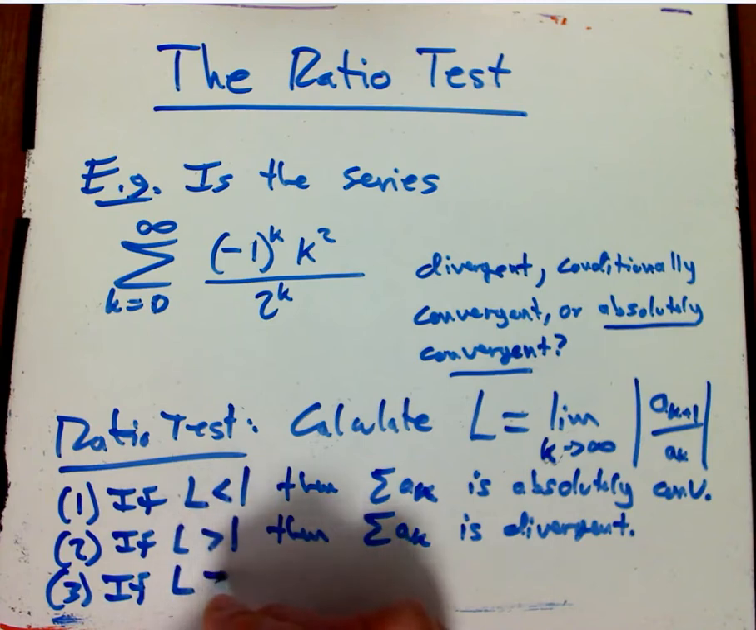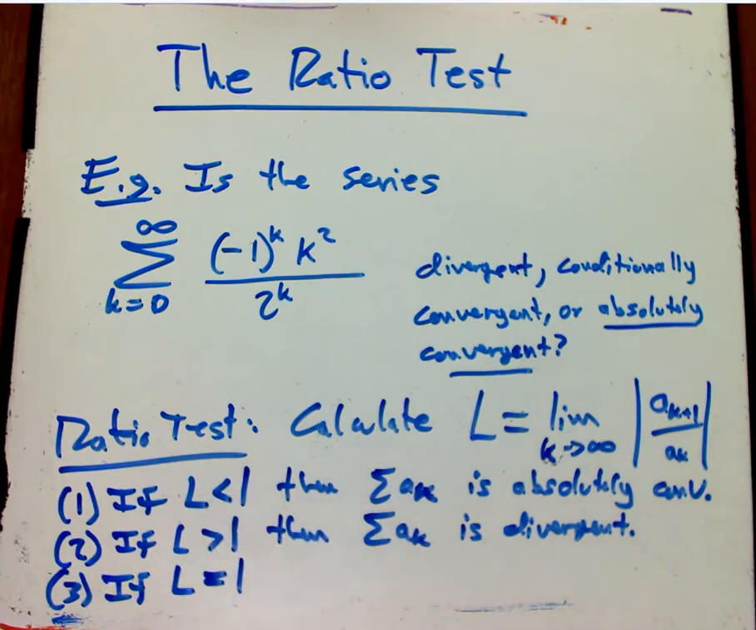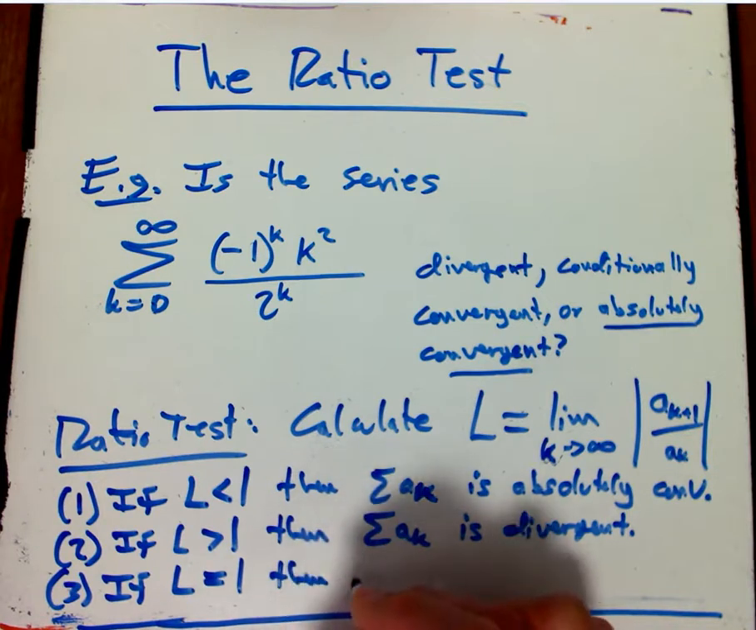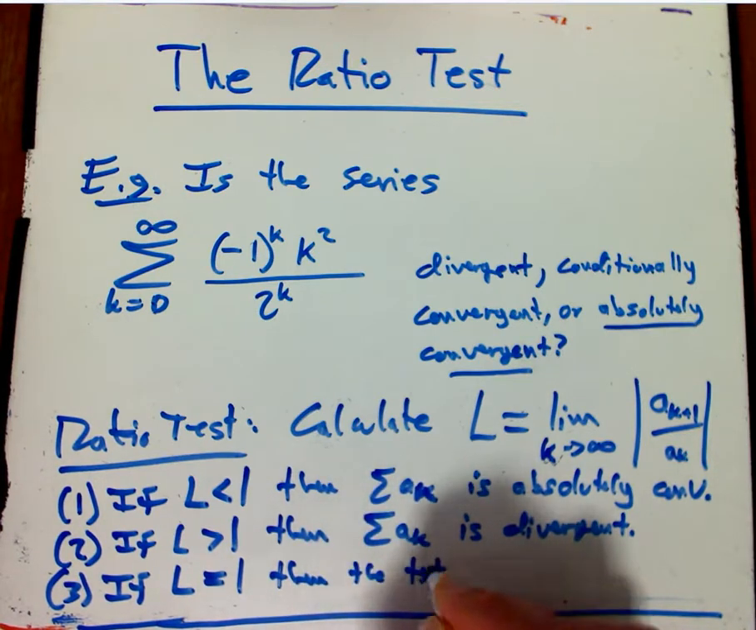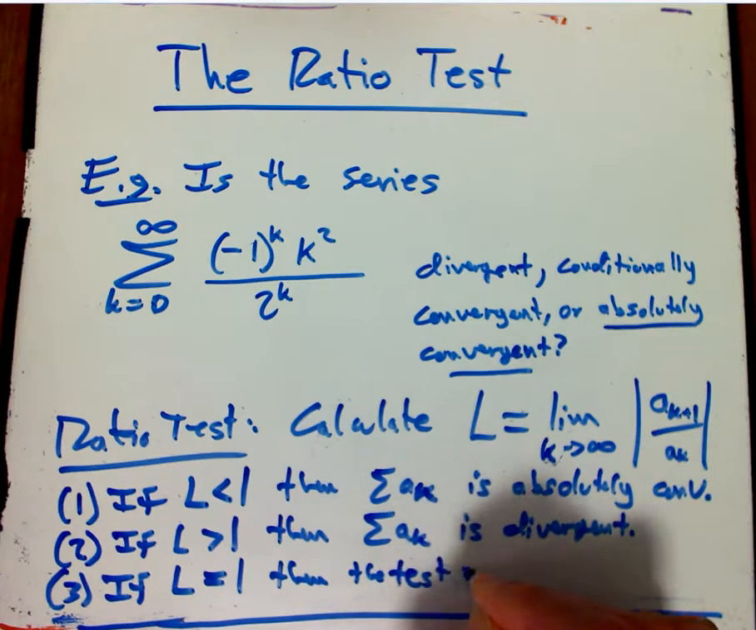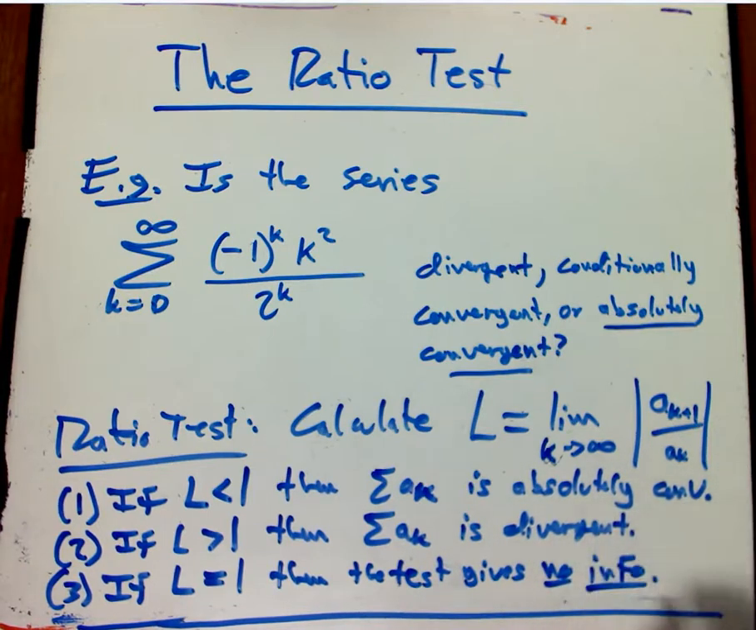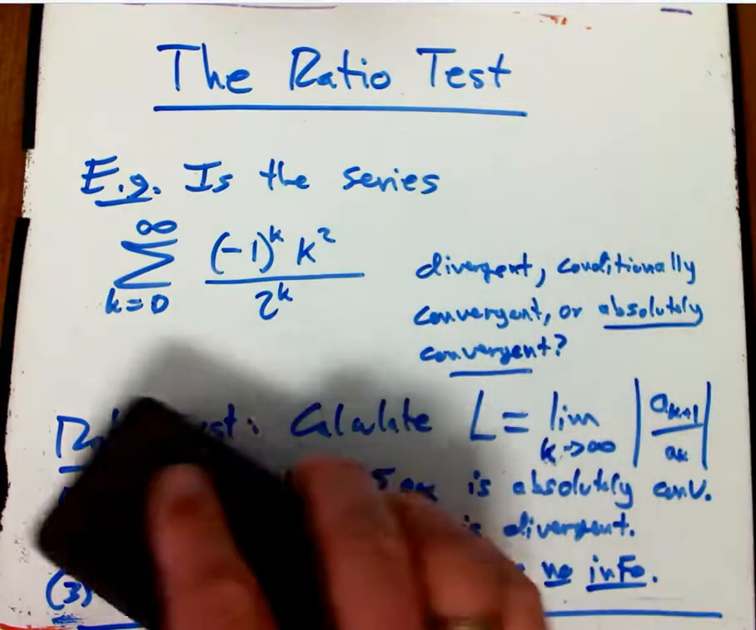Now, here's the trouble, though. Like with a lot of calculus tests, there's some sort of gray area, some borderline case where it doesn't tell us as much information as we'd like. If L equals 1, then the test gives no information. It doesn't say it's conditionally convergent, for example. It just says, I don't know. It is borderline, but it could well be divergent or conditionally convergent or absolutely convergent. It really does not give any information. So let's see how that works with this series.